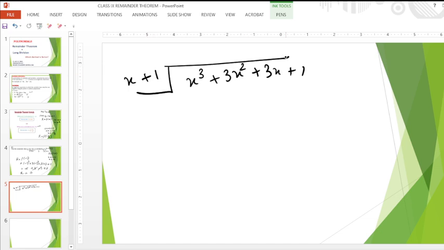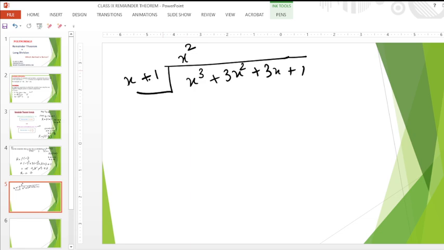Let's divide. You have learned how to divide the polynomials in 8th class. Still I will briefly tell you. If you have a doubt, you can tell me, I'll make a separate video on how to do the long division method for the polynomials. Let's do it: x will multiply by what variable so that I will get x cube as it is? So I'll multiply by x square, which is the first term of the quotient.